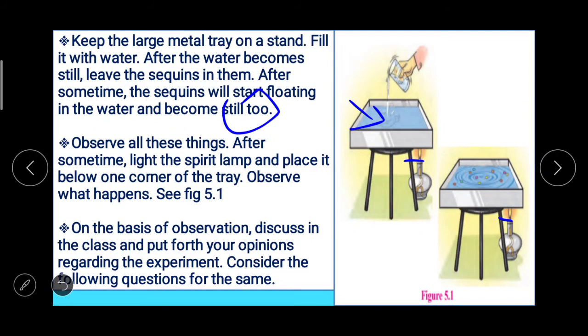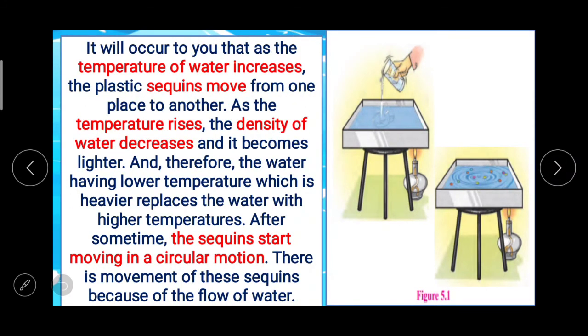Now, as our schools are closed due to the corona pandemic, we are unable to do this experiment, but we can continue with the observations. It will occur to you that as the temperature of water increases, the plastic sequins move from one place to another, and as the temperature rises, what will happen? As the temperature rises, the density of water decreases.